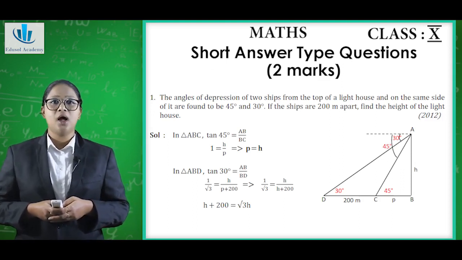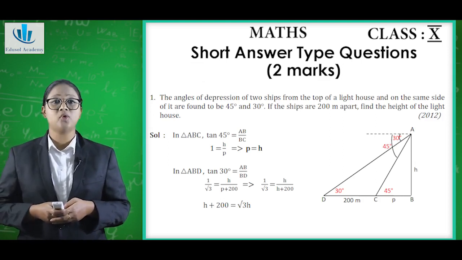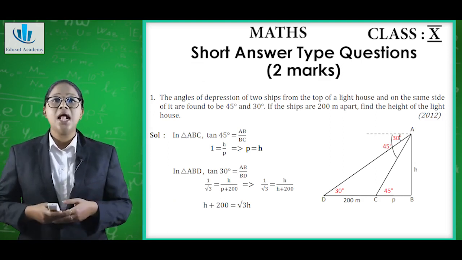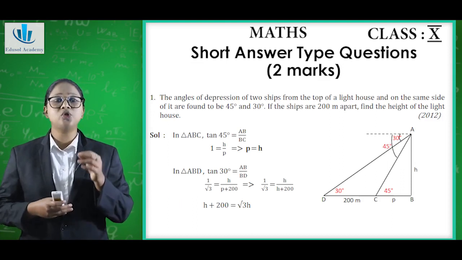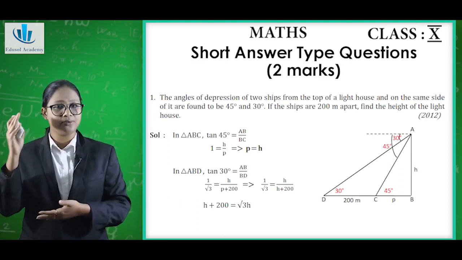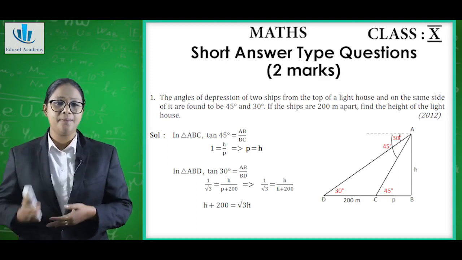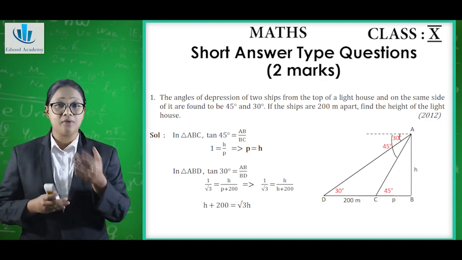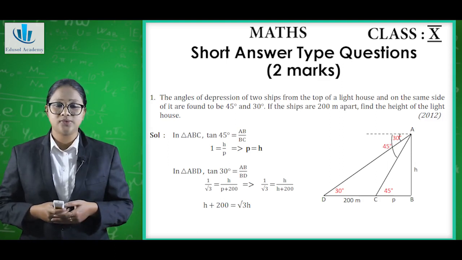That's the question. Again, the figure is not given, so we have to start from the level ground. And the angles of depression of two ships from a lighthouse. So let the lighthouse be the vertical factor. So let it be AB with the height h. We have to find the height of the lighthouse.